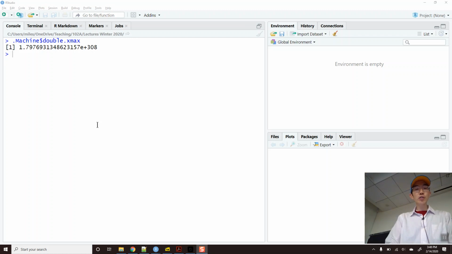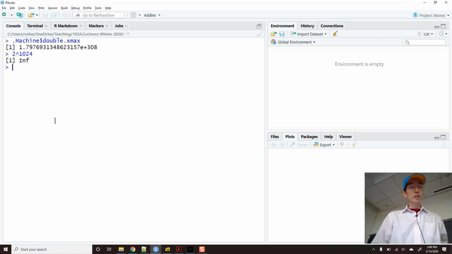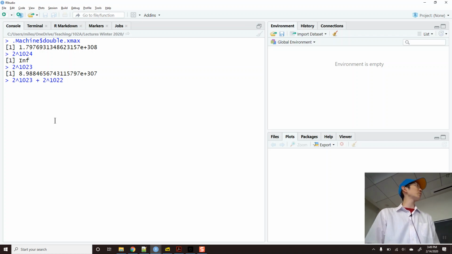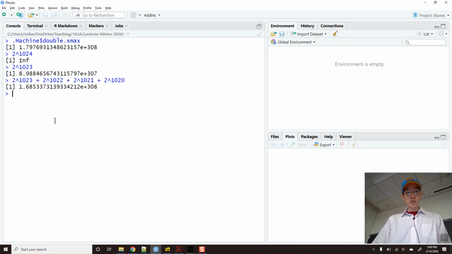Okay, if you try to do 2 to the 1024, it says infinity. But 2 to the 1023 it can calculate. So 2 to the 1023, and then you have all the mantissa bits as 1, so you're going to have 2 to the 1023 plus 2 to the 1022 plus 2 to the 1021 plus 2 to the 1020, and so on and so forth. And if you keep adding this, it will add up to double X max.